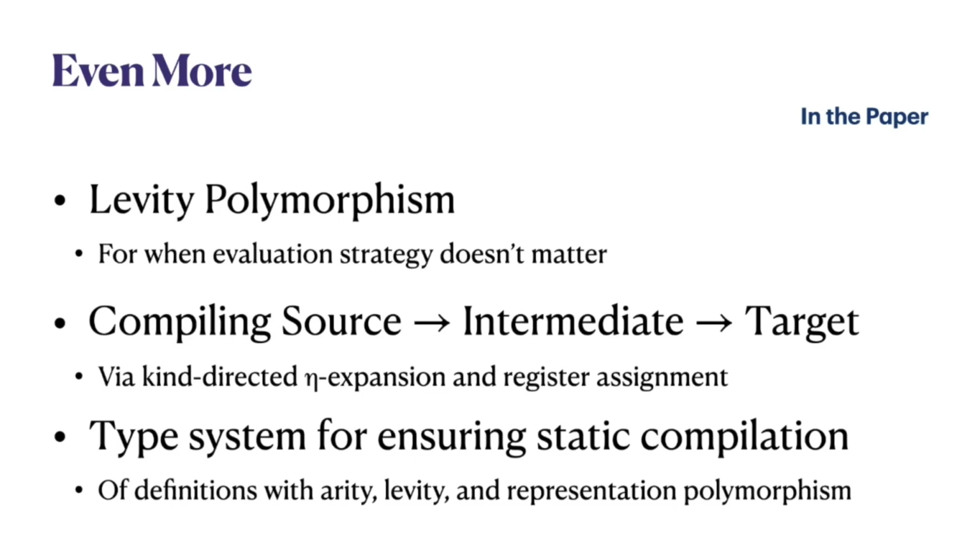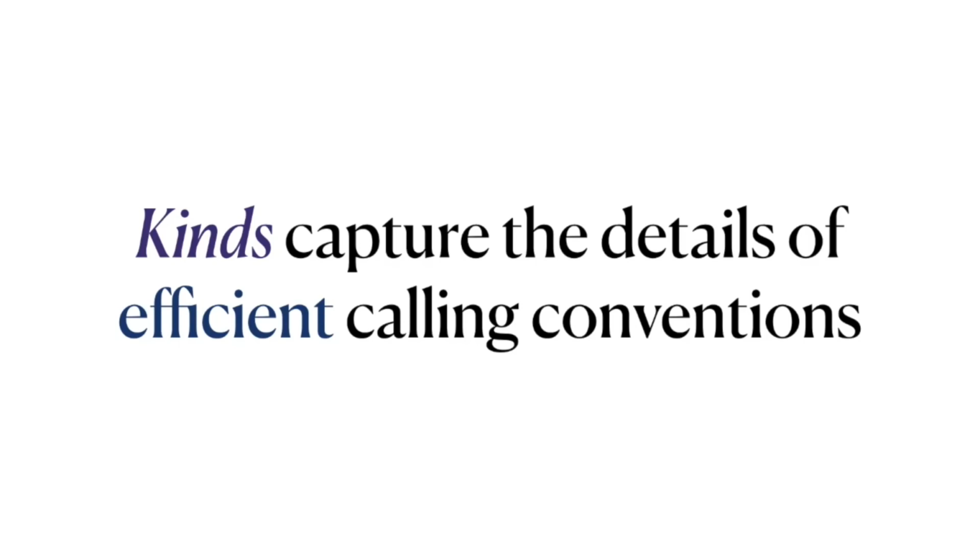This compilation depends on types and kinds, so we use a type system to ensure that static compilation is always possible for every single well-typed program. In the end, we can say that kinds give us a formal and high-level language for capturing the details of efficient calling conventions for functions.